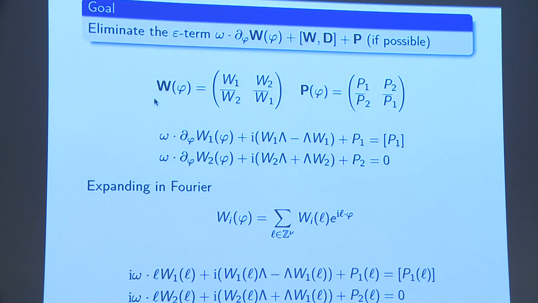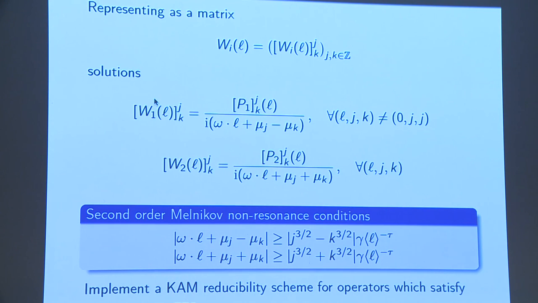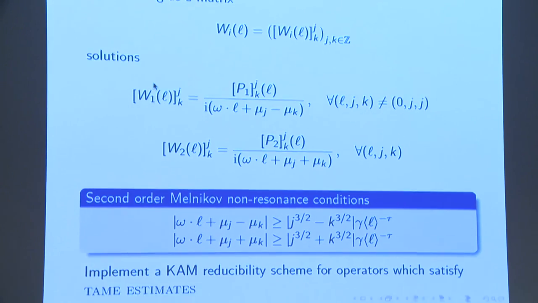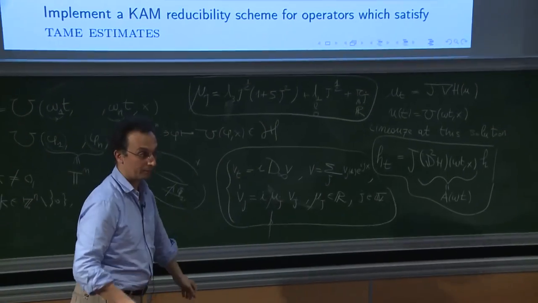And then we want to choose W so that this term disappears. One is able to do it if this function W and W1 are obtained in this way from the perturbation. One has to divide by sums and differences of the eigenvalues, and so it appears that it is necessary to impose, in this diagonalization process, these conditions, which in the literature are called the second order Melnikov non-resonance conditions. If one is able to do this, one finally will obtain this diagonalization. And then finished.